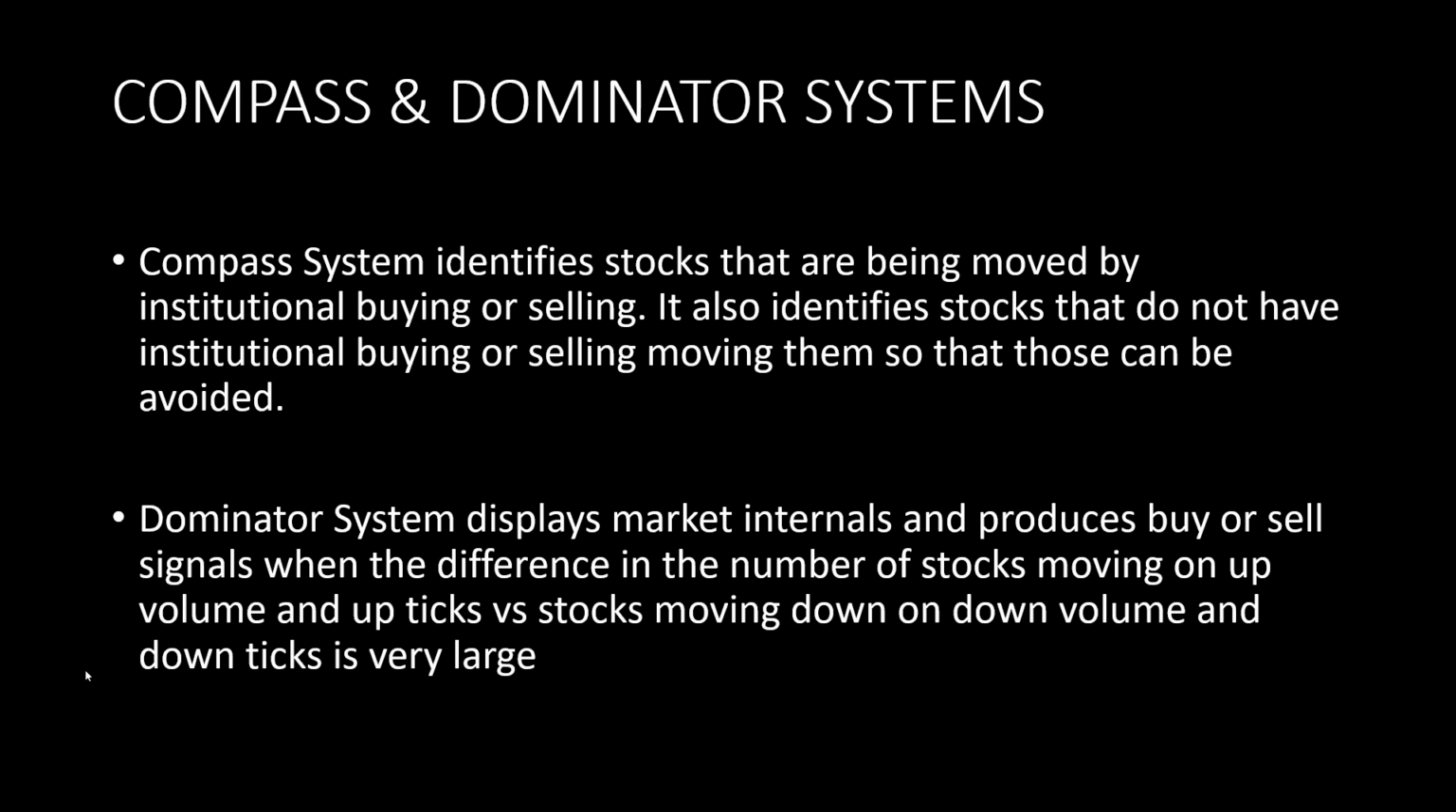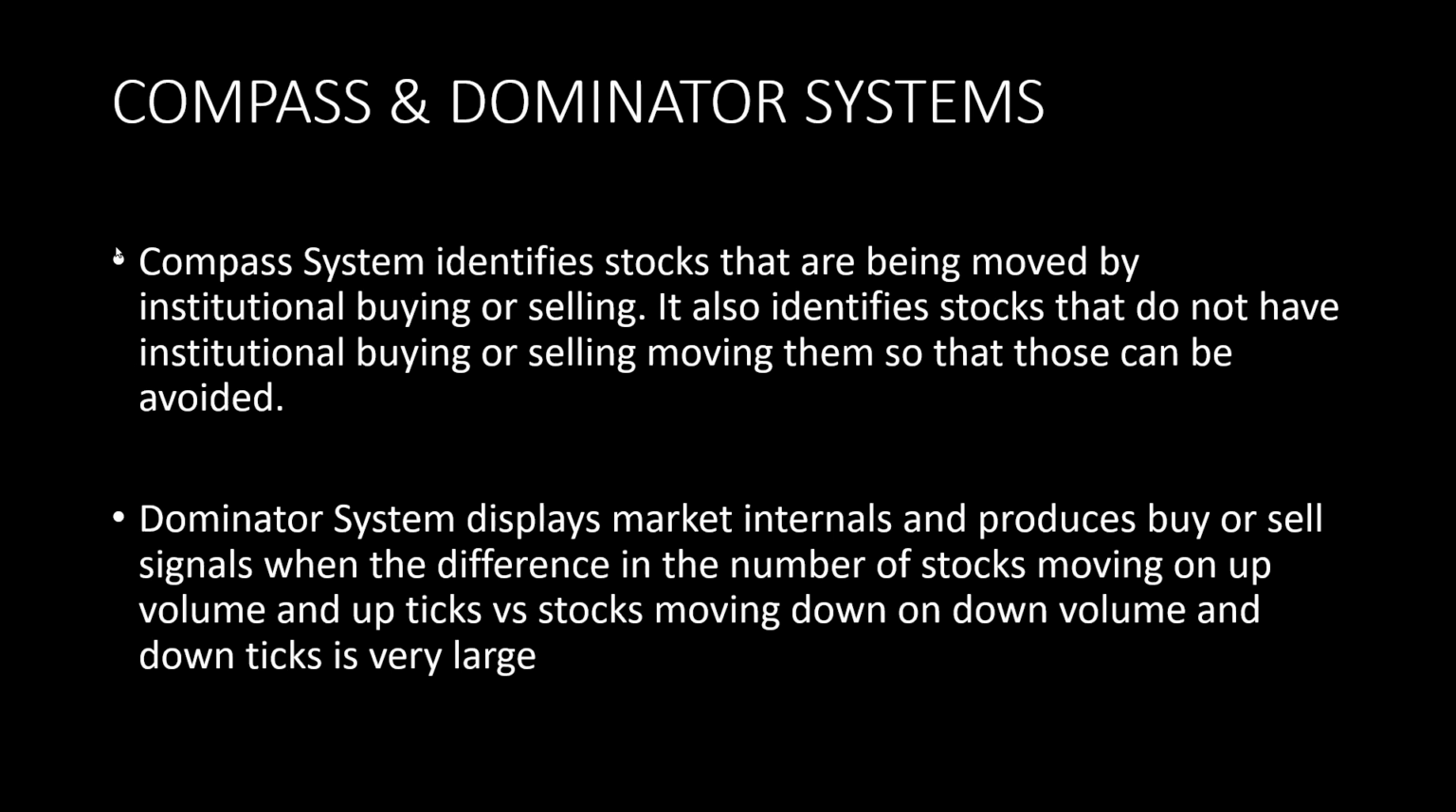The Dominator system, which is the second system, displays market internals and produces buy or sell signals when the difference in the number of stocks moving up on up volume and up ticks is much, much larger than stocks moving down on down volume and down ticks. So if you've got 500 stocks moving up on up volume and up ticks, and 100 moving down on down volume and down ticks, that's going to be a buy signal on the Dominator system. Now, a lot of times you don't get that big a disparity, so it's going to be neutral. But that's what the Dominator system looks at.